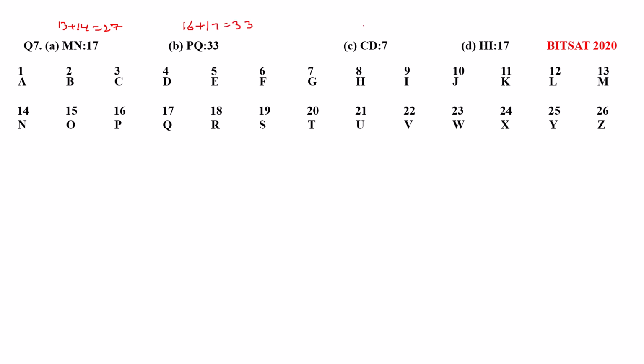Now the position of C is 3, the position of D is 4, it is giving me 7. The position of H is 8, the position of I is 9. If I'm adding, I'm getting 17. So clearly you can see K is the odd one out because the sum of the digits is not 17, it is 27 actually. Now next question.